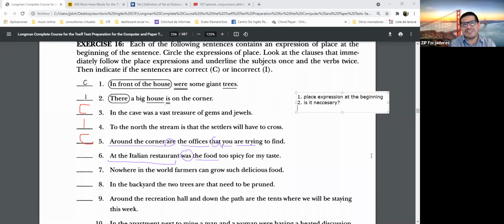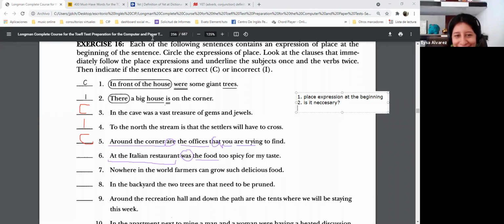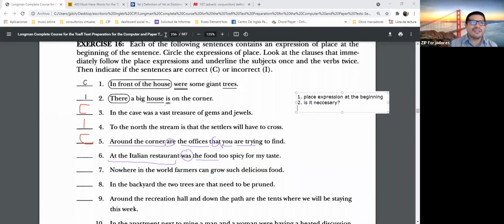The food was at the Italian restaurant. This is not like the complete sentence. Was the food too spicy? Yes, this is the complete idea. So the Italian restaurant is just extra information. You understand? Okay, so I am going to make another one.